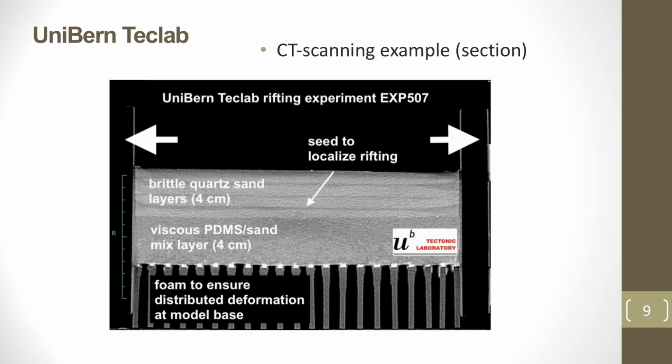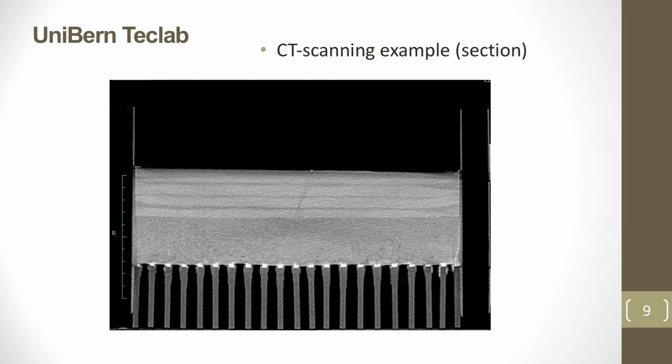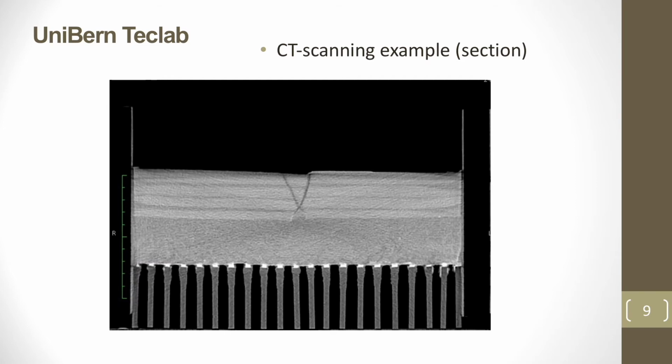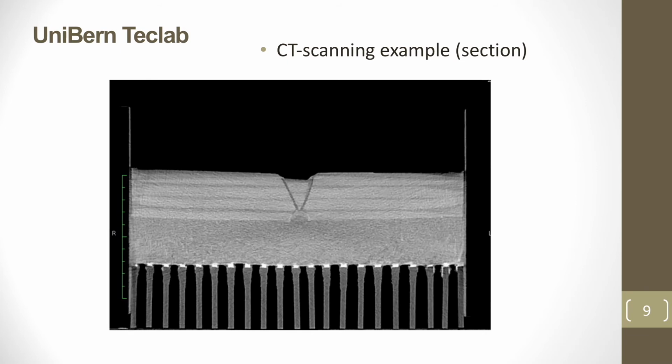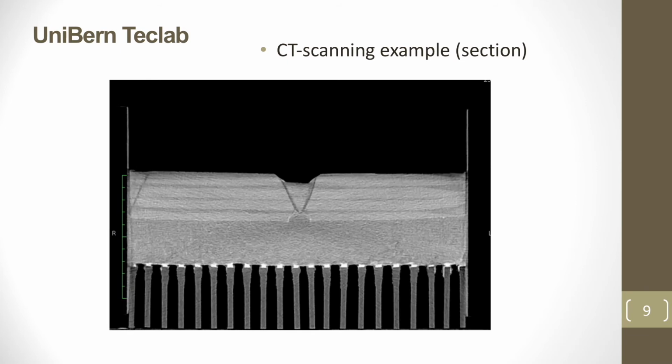But this is not all. We really would like to see what's going on the inside of the model. This is a brittle viscous model where we have sand and a viscous layer. And if we start deforming this, the weak spot that we put in the model starts deforming, creating a nice, beautiful rift.